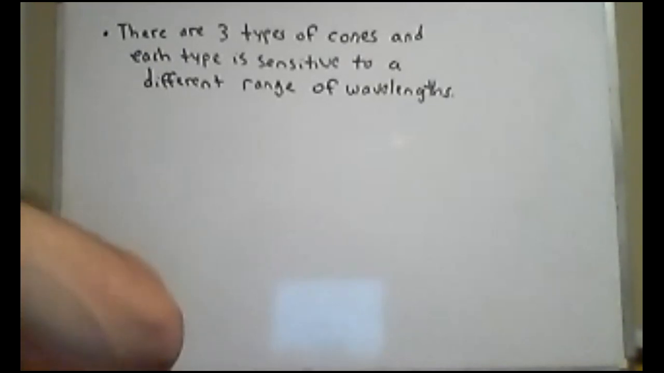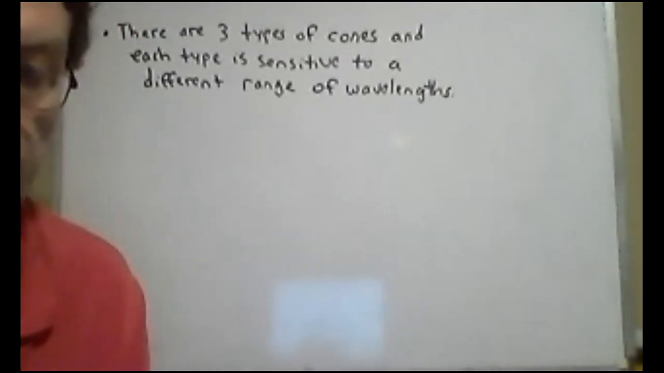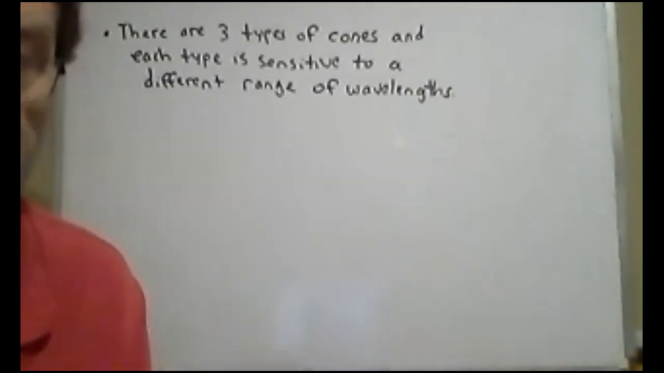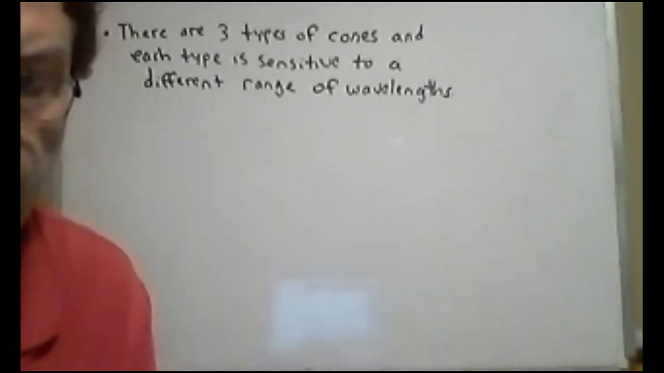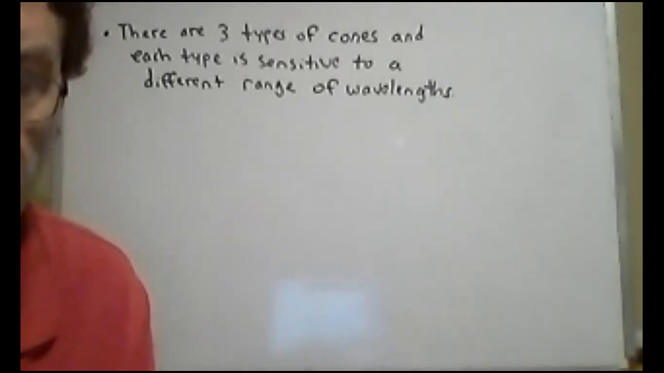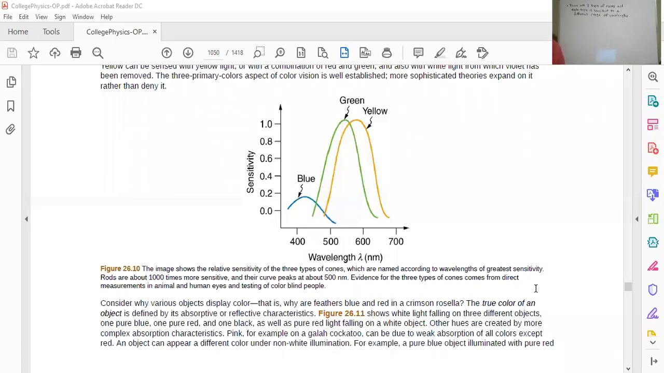Okay, so a nice plot that helps you understand the 3 types of cones that we have. Let me share my screen. They simply are called basically the blue cones, green cones, and yellow cones. The blue cones are most sensitive to blue light, right around 400 or 450 nanometers. The green cones are more sensitive to green light, and the yellow cones are more sensitive to yellow light.